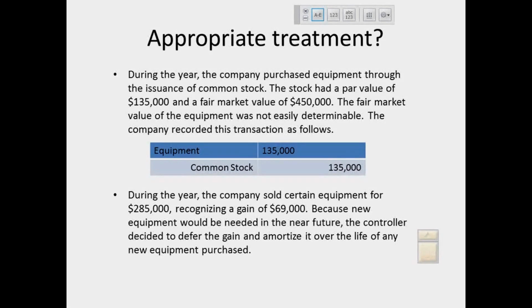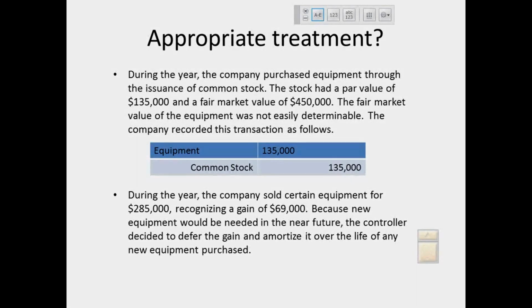Then the stock had a par value of $135,000 and a market value of $450,000. The fair value of the equipment, there was no way to determine. So all I know is that if I sold the stock in the open market, I would be able to sell the stock for $450,000. Par value is just some fictitious number that the company created at the beginning of time, and so it doesn't have a huge amount of importance. The company recorded this transaction as equipment $135,000, common stock $135,000. Is that right?